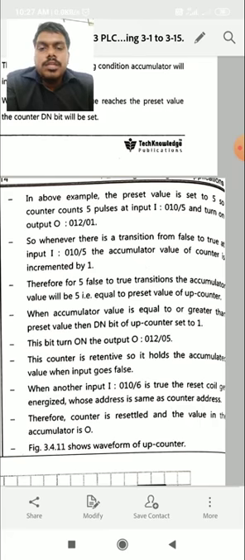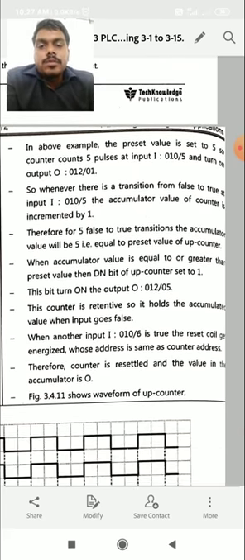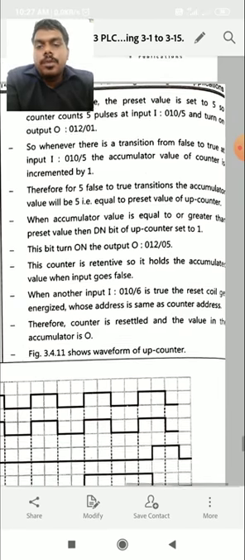So whenever there is a transition from false to true at input, the accumulator value of the counter, as I have said, will increase by 1 when the rung condition becomes true. Therefore, for 5 false to true transitions, the accumulator value will be 5, which is equal to the preset value of the up counter.